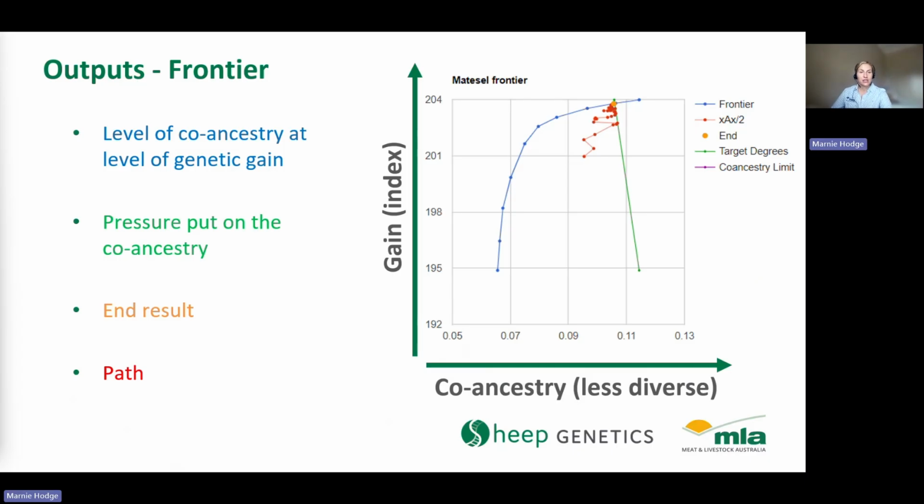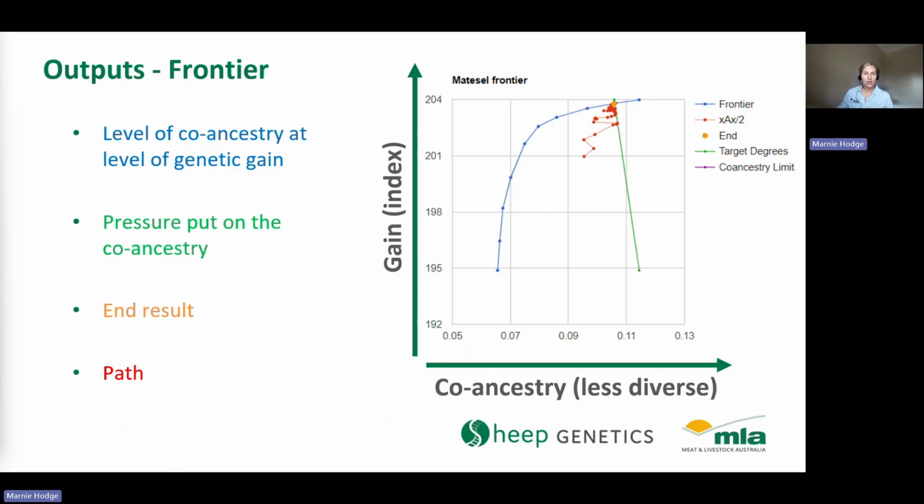So there are a few things to think about in terms of this frontier. We have genetic gain on the y-axis and co-ancestry on the x-axis. Where we get further onto the right-hand side from the y-axis, that is a higher co-ancestry, so less diverse. If it's closer to the y-axis, then that is lower co-ancestry, so higher diversity there.